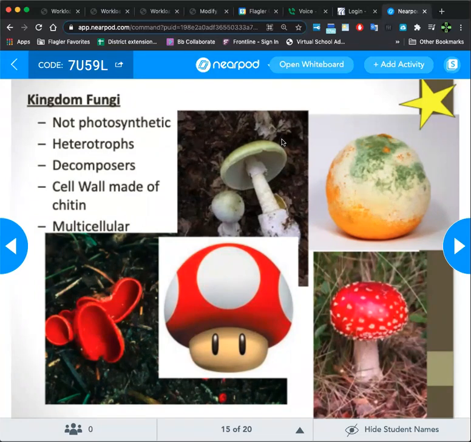And then what makes them different from a plant, other than the fact that they're not photosynthetic, is that their cell wall is made of chitin and not cellulose. Plants' cell wall is made of cellulose, and then the fungi is not made of cellulose. It's made of the chitin.